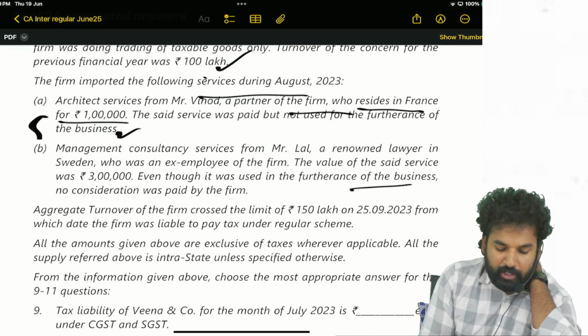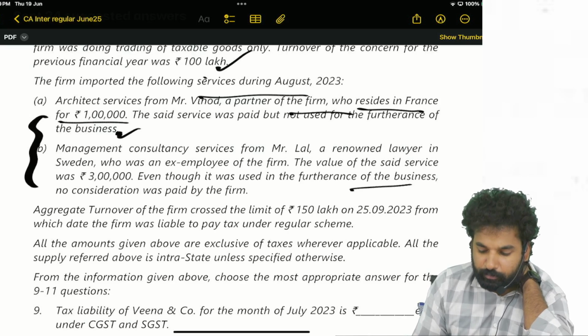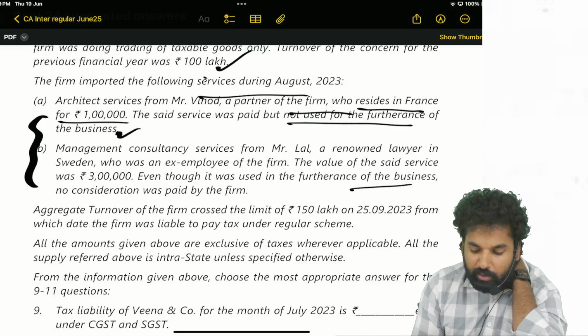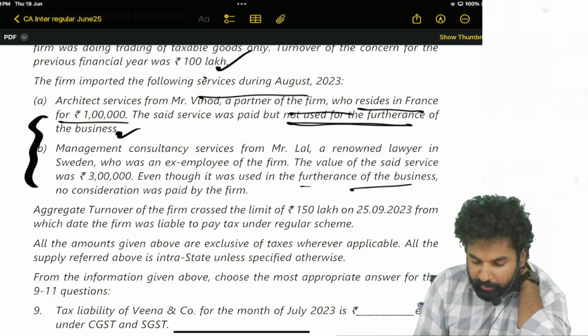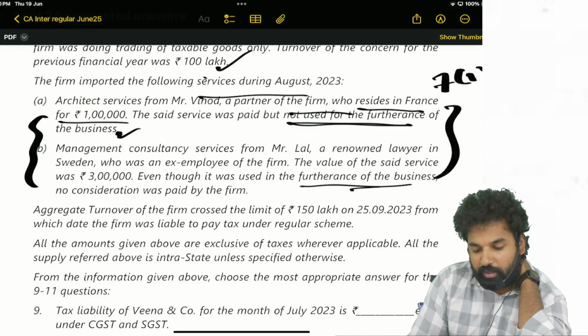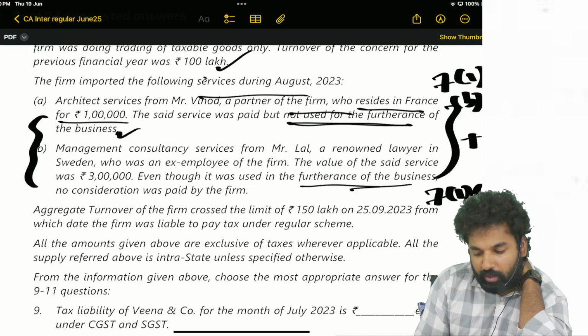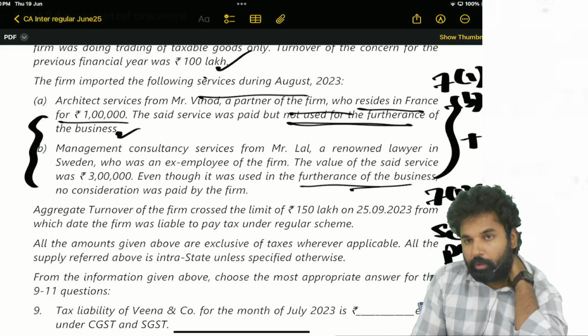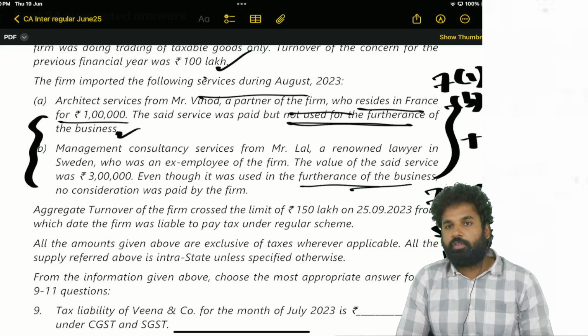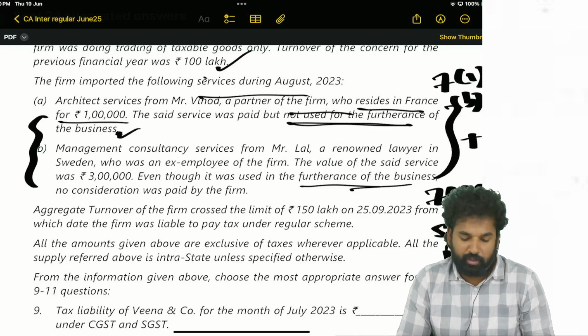So both these are related to importation of services, correct? In one case, no business activity is there. In the other case, consideration is not there. Section 7(1)(b), and section 7(1)(c) read with Schedule 1 para 4, these two are there. This is regarding importation of services, whether with consideration or without consideration, provided by a relative or a non-relative, so that has to be seen.